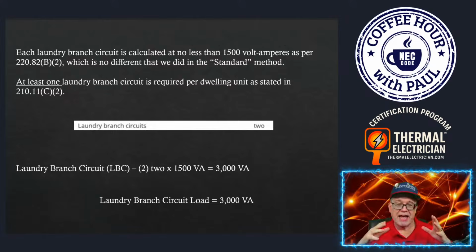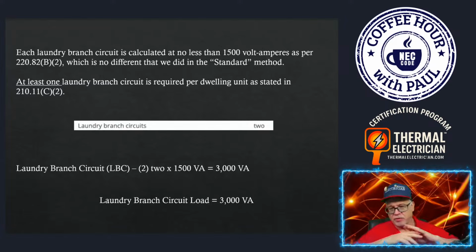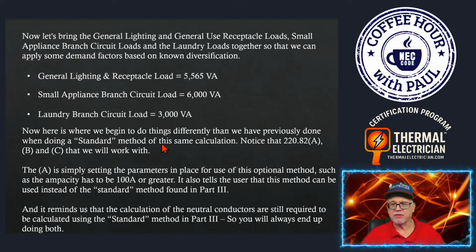Whereas in the standard method we're going to take all that and apply those demands at 220.42 and all that kind of stuff, we're not doing that here. We're just going to write that info down and move on to the next thing. Here's where you see that right here. You see we had 55, 65, we had 6,000, we have 3,000.